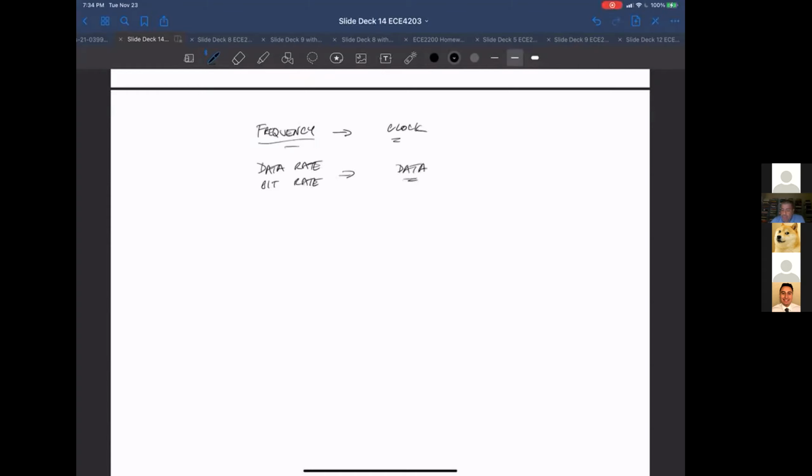So what's the difference between those? There's a critical difference. Clocks always do this pattern of 0, 1, 0, 1, 0, 1. They do this by definition. Data does whatever pattern data wants. It might do 0, 0, 0, 0, 1, 0, 1, 0, 1, some random pattern.